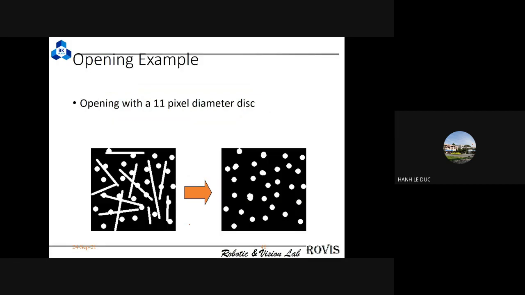Okay. So one application of opening is this one. Very, very interesting. For example, I give you this picture, and there are a lot of circles and rectangles. I want you to display just the circles on this image. So how can we do this? We apply the opening algorithm with a circle kernel with a diameter of 11 pixels.